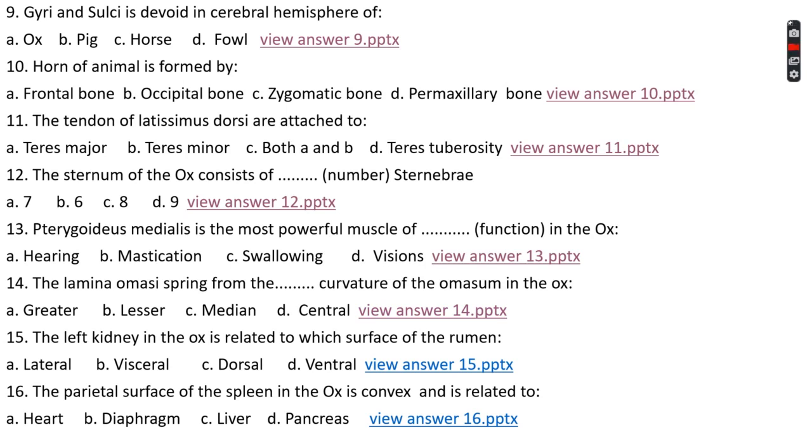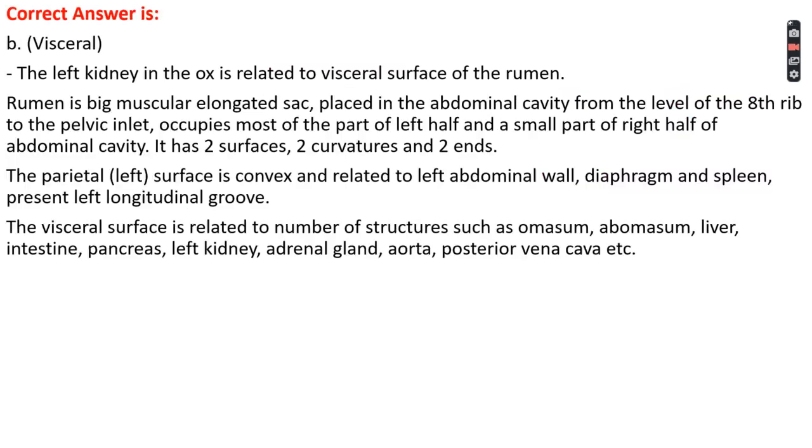Question number 15. The left kidney in the ox is related to which surface of the rumen? Option A, lateral; option B, visceral; option C, dorsal; option D, ventral. The right answer is option B, that is visceral. Okay, the left kidney in the ox is actually related to the visceral surface of the rumen.